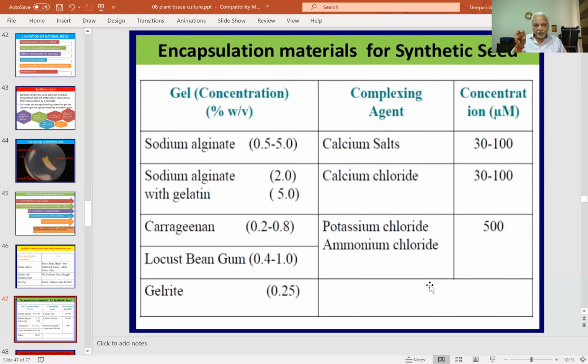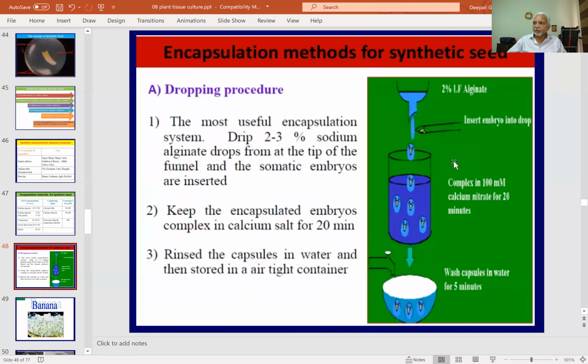Now you understand that somatic embryos are generated. Now, how are they encapsulated? Next question. There are different gelling materials which have been tested successfully: sodium alginate, sodium alginate with gelatin, and so on. These are the complex ingredients, and this is the final concentration. All these agents have been successfully used for encapsulating the embryogenic tissue. So this is how the somatic embryos are encapsulated.